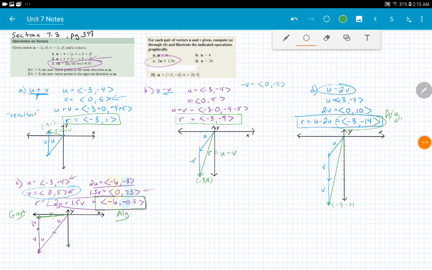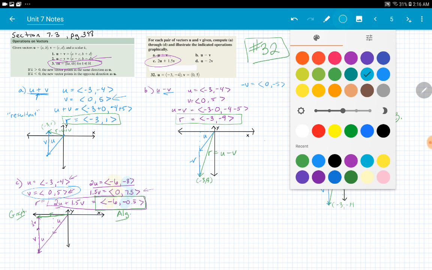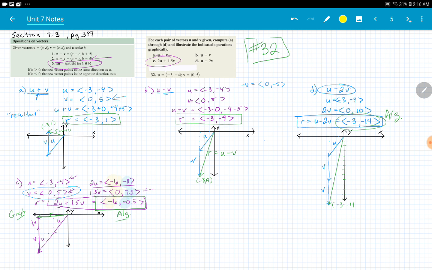So that is my solution for number 32. Got the solution a couple different places here. So there's the algebraic solutions and the graphical solution, which is the green lines.